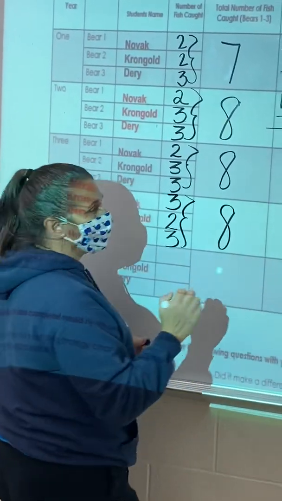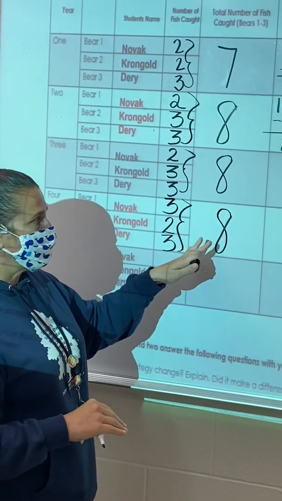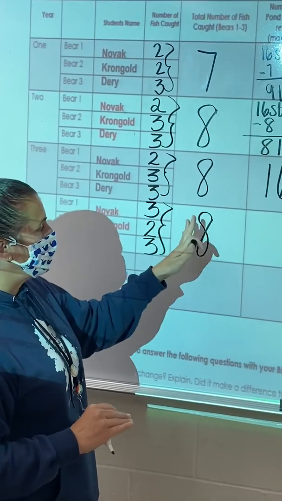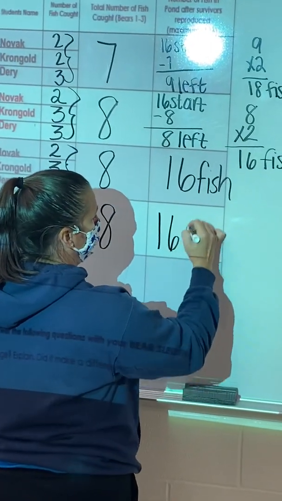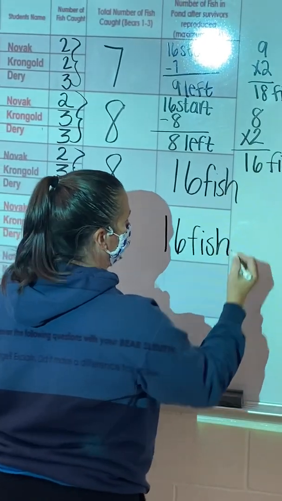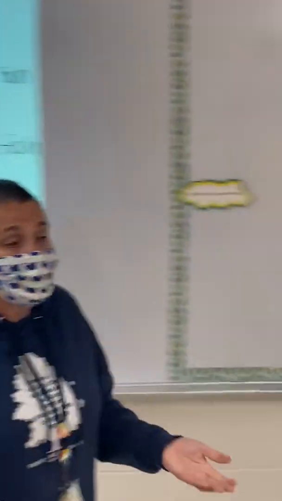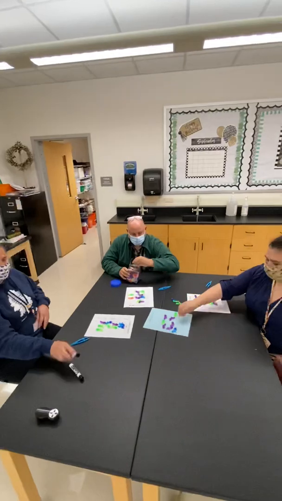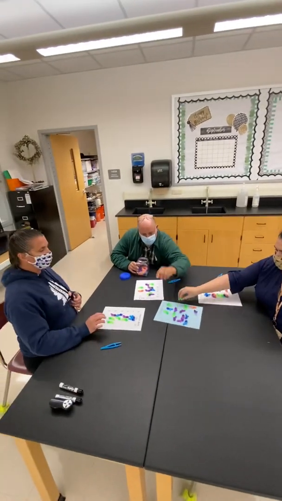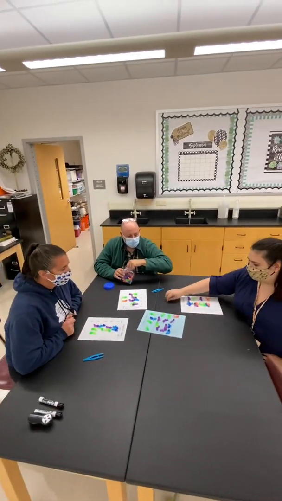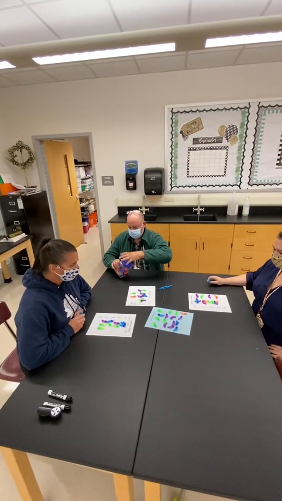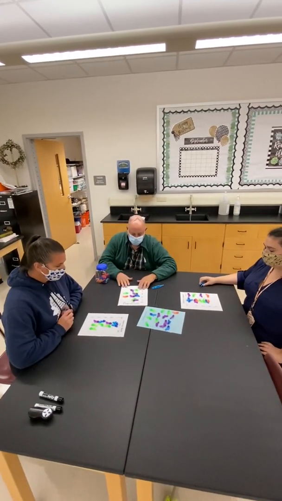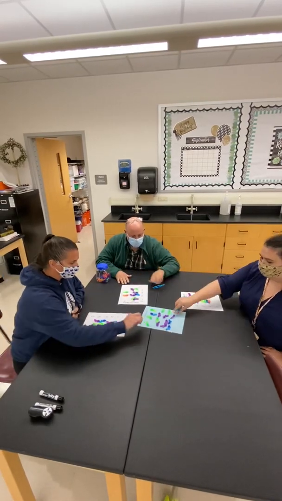So what we're finding is as we take out 8 fish, that's the number that if we take that number out, we still have our pond completely full with 16 fish for the beginning of the next year. Now this is the last year, so let's see what happens. All right, are we ready? All right, let's go.